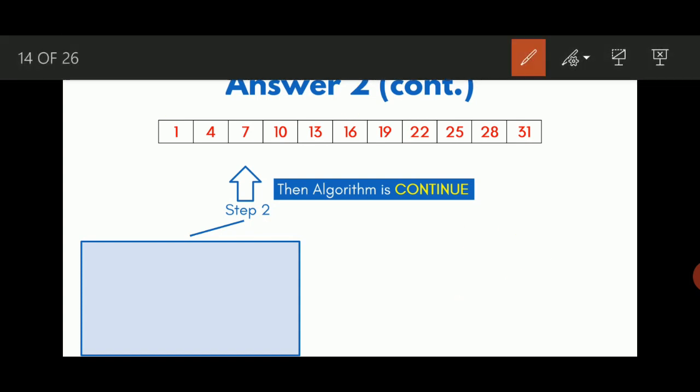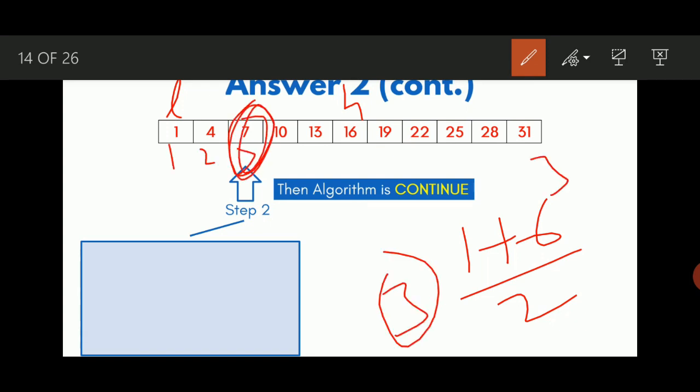That means this is higher and this is lower. Okay, lower is on 1 and higher is on 6. This is sixth position, 1 plus 6 divided by 2, that is 7 divided by 2, that means 3.5. The floor function is taken, so this is the third value: first, second, third. That means third is the middle. Okay, third is the middle.